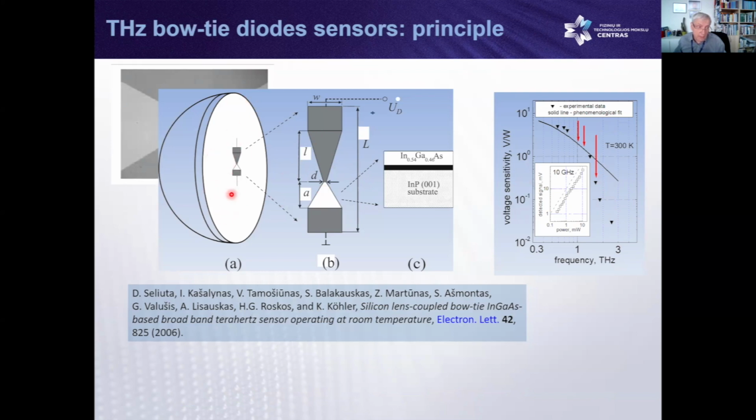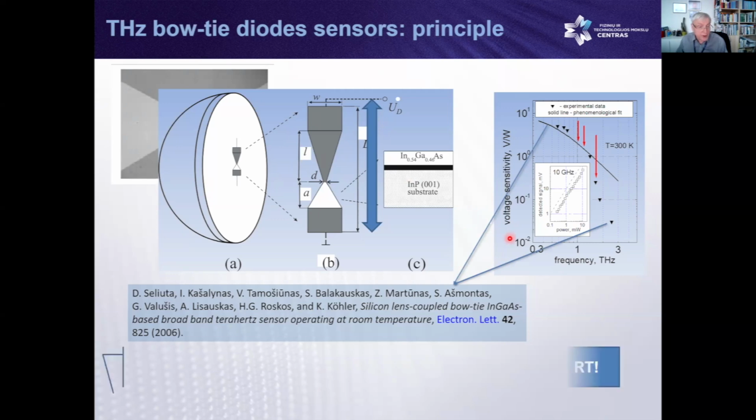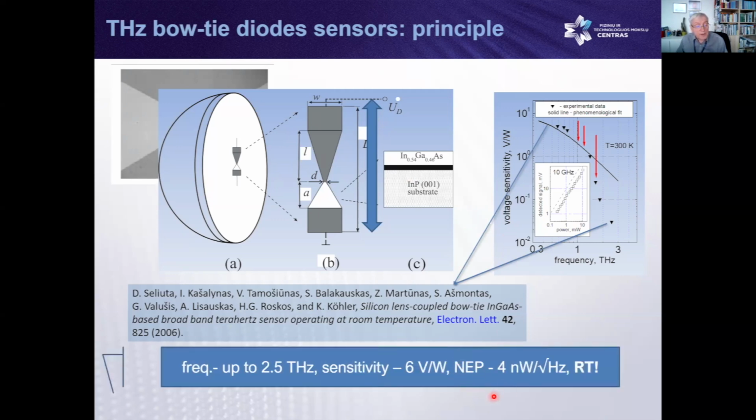The device can be placed directly on a silicon lens, and it can see voltage which arises in a passive mode. There is no bias voltage depending on the incident light. So what we have is broadband operation. However, these numbers, if we compare with CMOS devices, are still not so good. So we need to do something different.